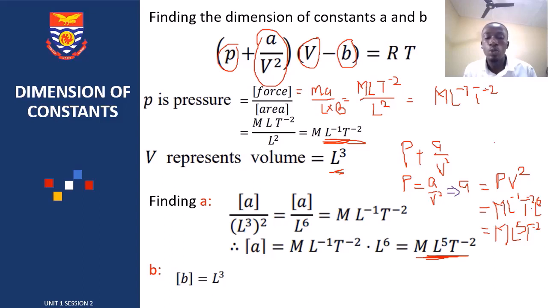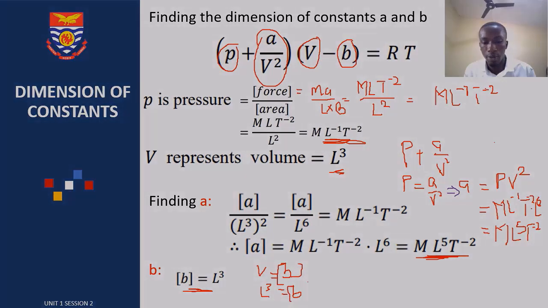The second one is for B. Because we have a minus sign separating it, V and B have the same unit and the same dimensions. So we can just write V equal to B. We know that the dimension for V is L cube, so straight away, we can say that the dimension of B is also L cube. You bring your square brackets, which is very important.